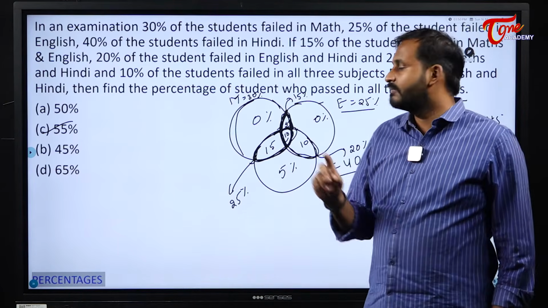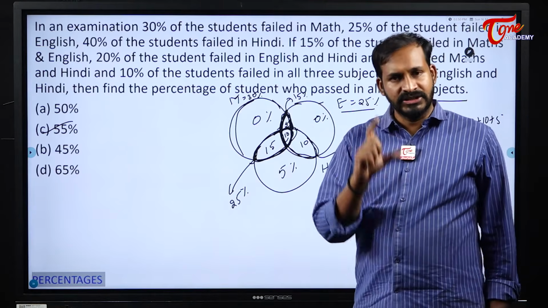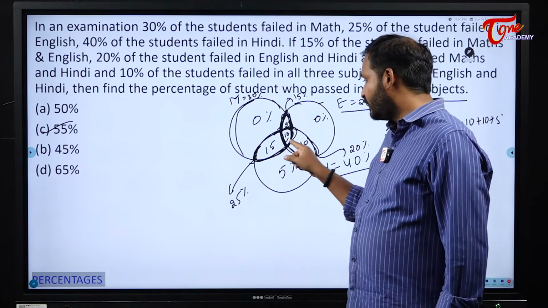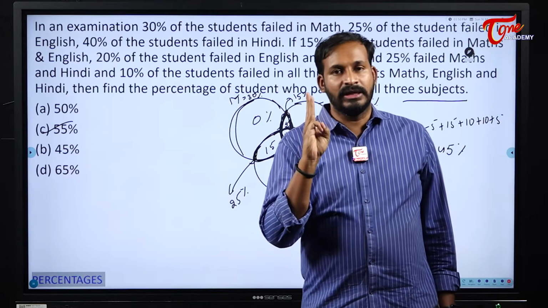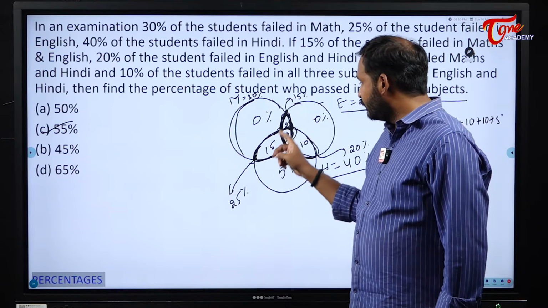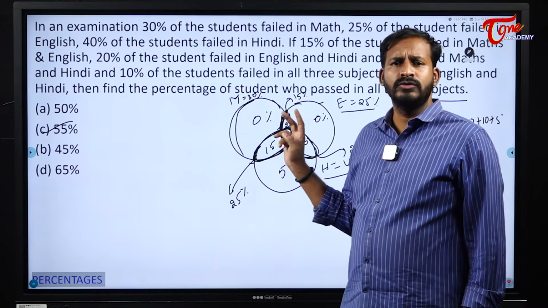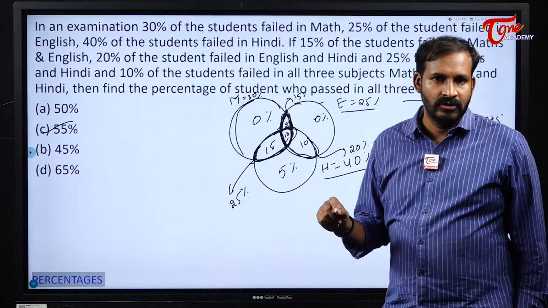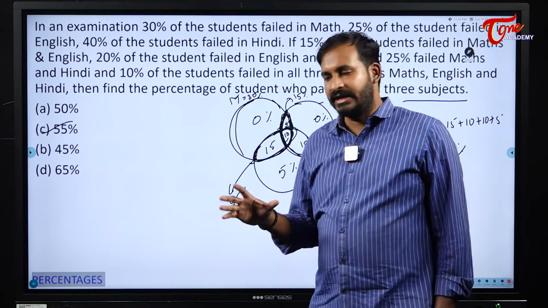So, students, whenever you draw the Venn diagram, make sure that you always start filling from the common portion. First, you need to fill the common portion of all the 3 subjects intersection, and then we will move to the 2 subjects intersection, and then we will go to the individual subjects. Okay, like this you need to fill the data.